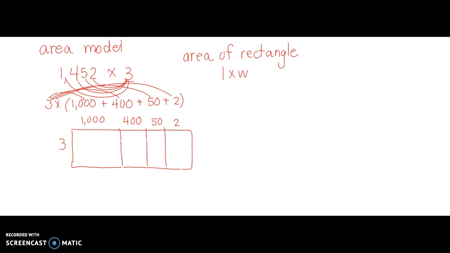So I'm going to find the area of this rectangle right here, my 1,000 columns and 3 rows. So to do that, I need to multiply my 3 times 1,000. All right, 3 times 1,000 is 3 times 1, which is 3. And I'm multiplying by a product of 1,000, so that's 3,000.